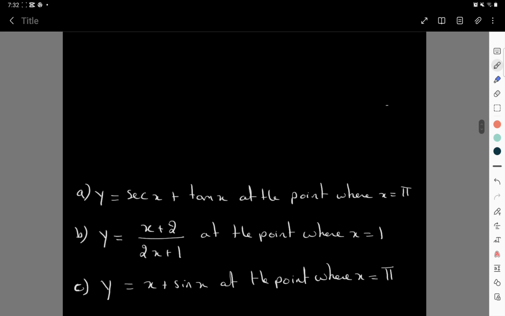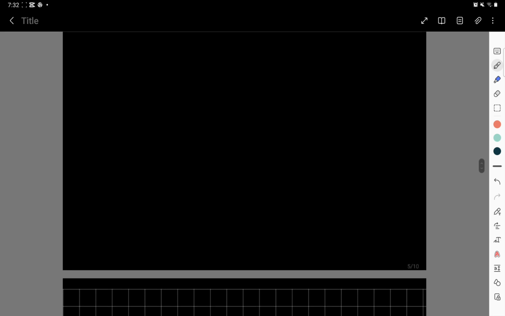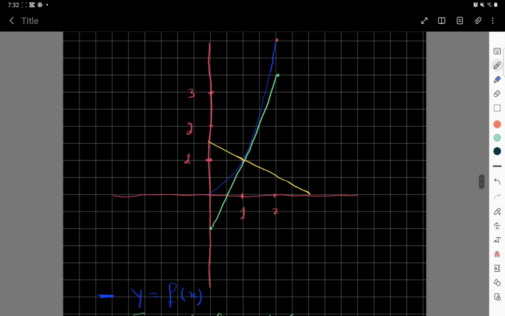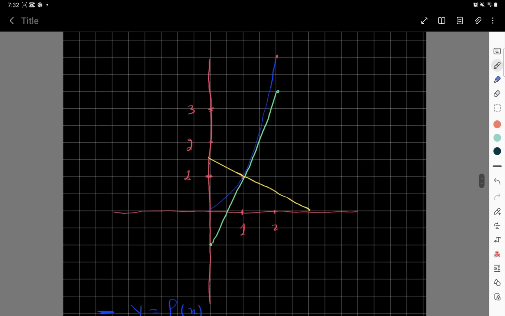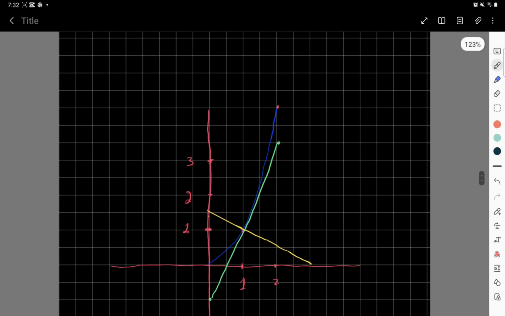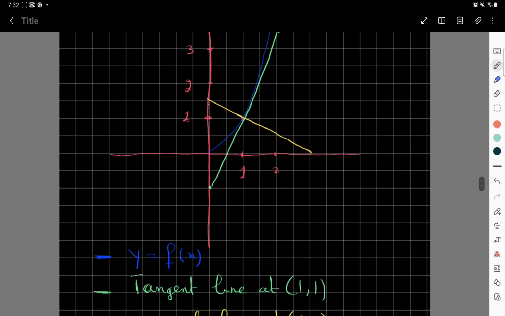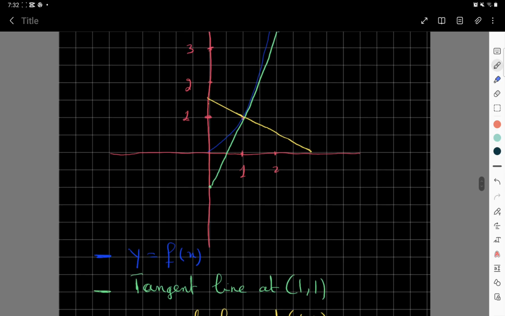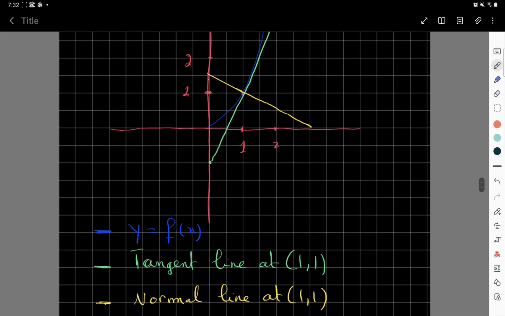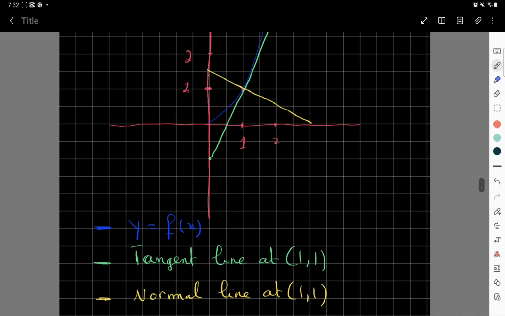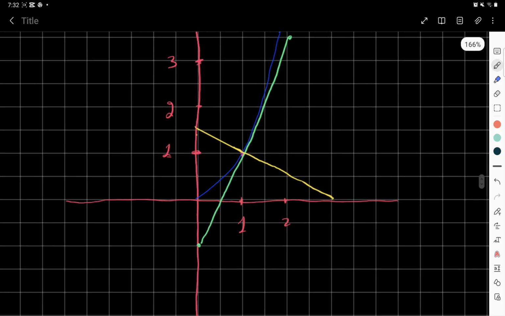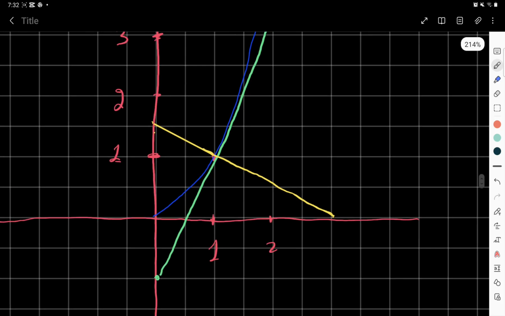And here I have made a small graph. This is a curve. I think I drew y equal x squared. In green, you can see the tangent line at 1, 1. And in yellow, you can see the normal line at 1, 1. Both lines are perpendicular, as you can see, right?